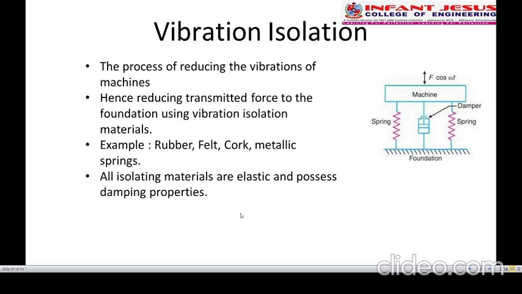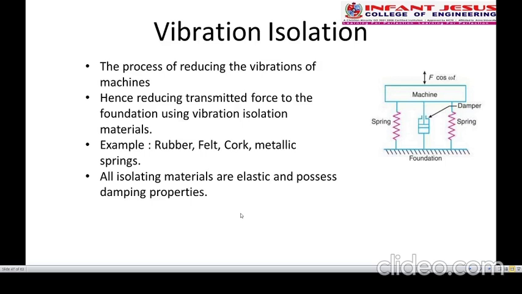These devices isolate the vibrations by absorbing some of the disturbance, and they allow only a fraction of it to the foundation. So it doesn't give the entire vibration to the foundation. The isolating materials absorb the vibrations and give only a little amount of the disturbance to the foundation. That type of system is called vibration isolation.